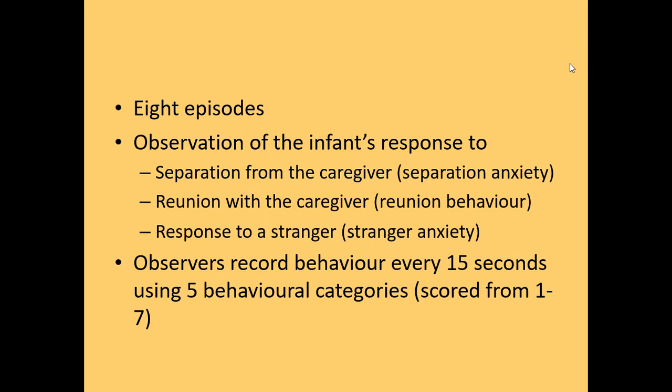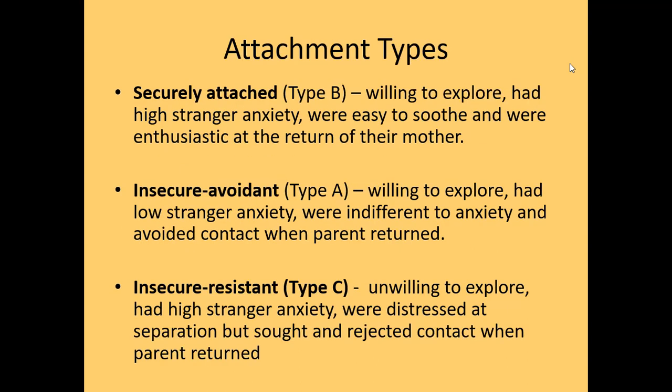And what the observers did through doing a series of these experiments is come up with 3 separate categories for the attachment of children. So these 3 attachment types. Now, they're sometimes referred to as type A, B, and C, or they have names. You just need to try to remember which one is which, and I'll explain to you how I remember them. So securely attached is type B.